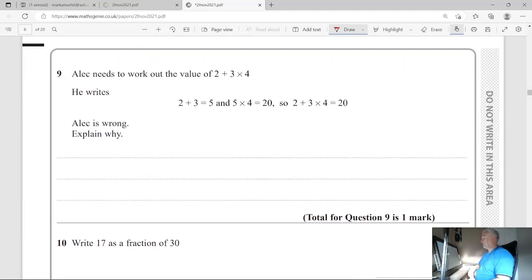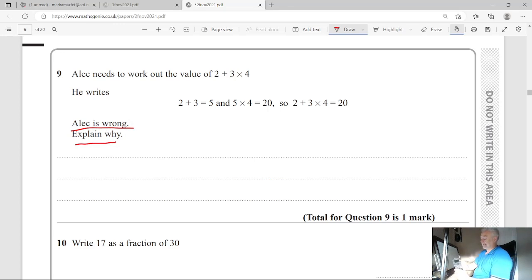Question 9. Alec needs to work out the value of 2 plus 3 times 4. He writes 2 plus 3 equals 5 and 5 times 4 equals 20. So 2 plus 3 times 4 equals 20. Alec is wrong. It tells you he's wrong. Do not do the same thing he's done. It says explain why.